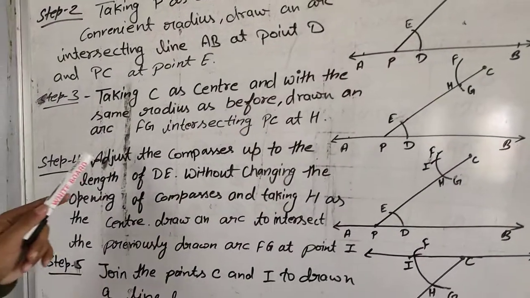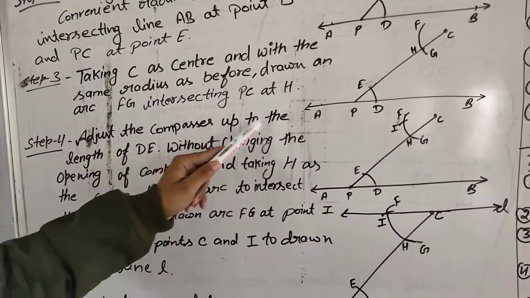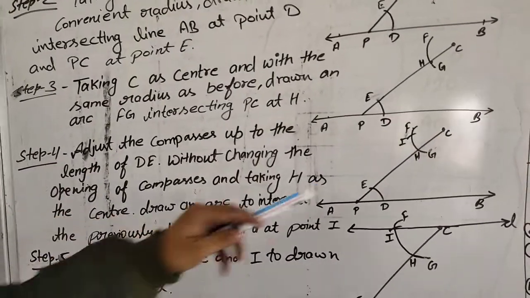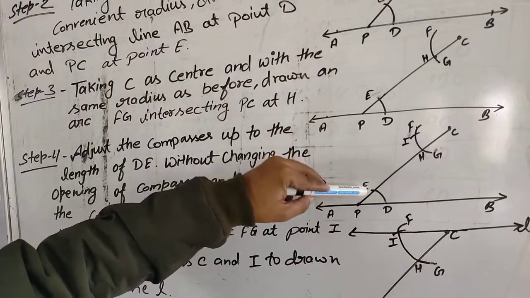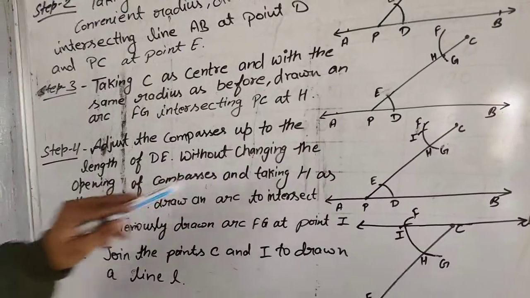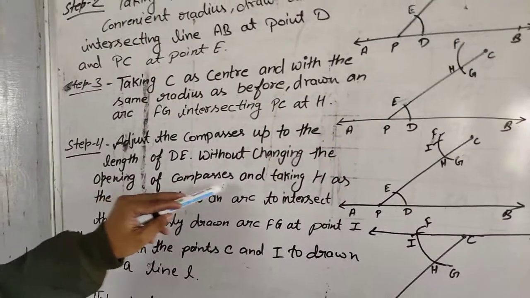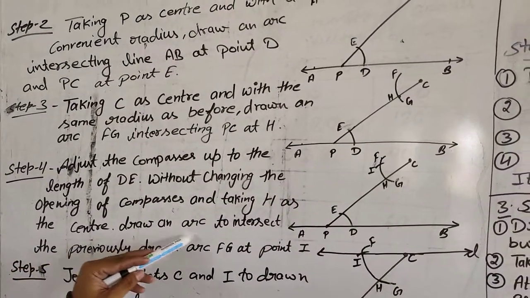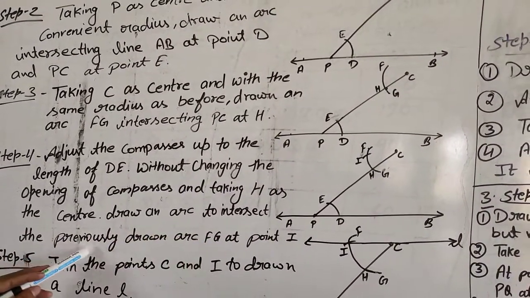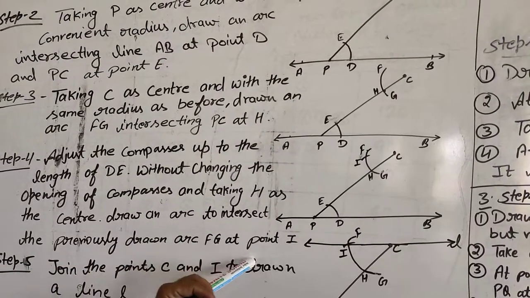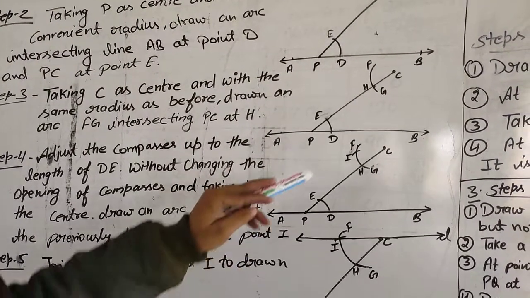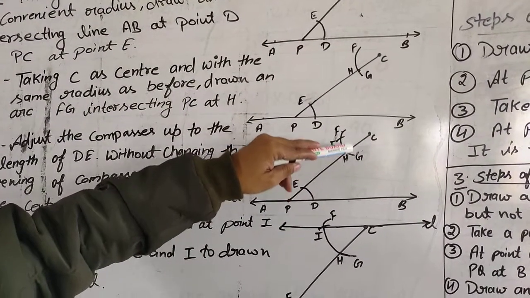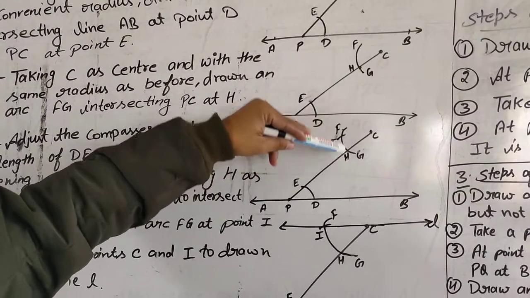Now step 4: adjust the compass to the length DE. Without changing the opening of the compass and taking H as the center, draw an arc to intersect the previously drawn arc FG at point I. So we take the same distance from H to the arc at I.